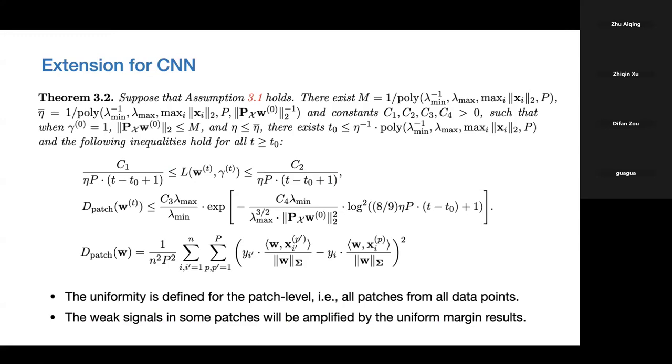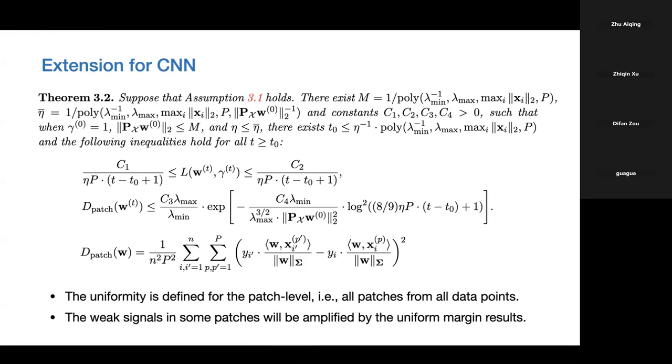But the difference is that here we not only define the uniform margin for the different data, we define the uniform margin for all the patches of all the data points. Which means that we not only require the margin for all the data points to be the same, but we also require that the margin for all the patches from all the data points be uniform.